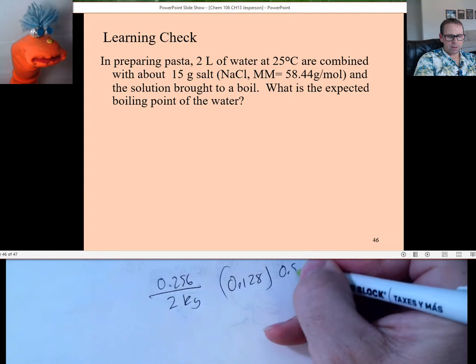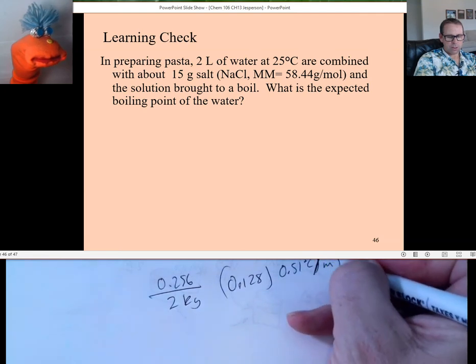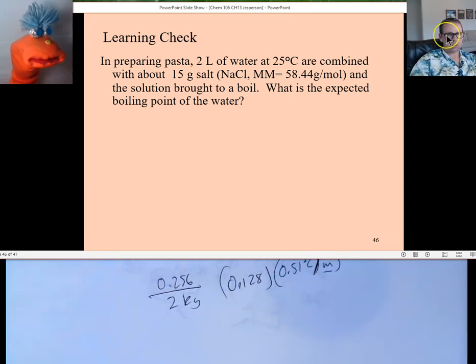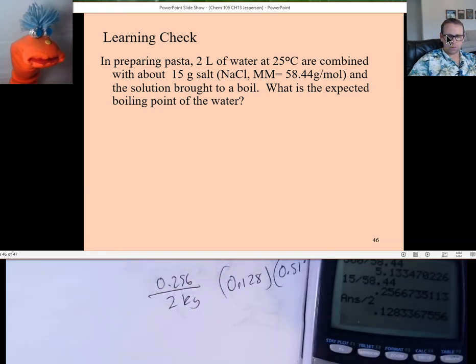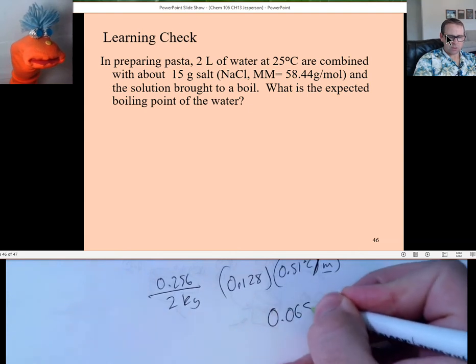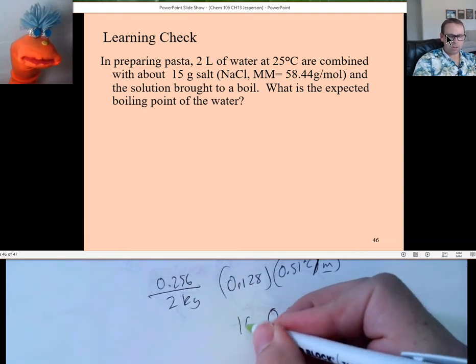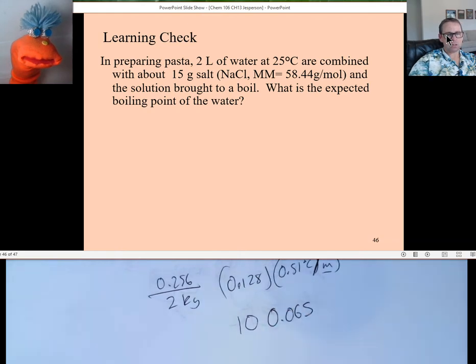That's right, 0.51 degrees Celsius for every molal times 0.51, so 0.065. So the expected boiling point, instead of 100 degrees, is going to be 100.065. Okay, we added that on, right?